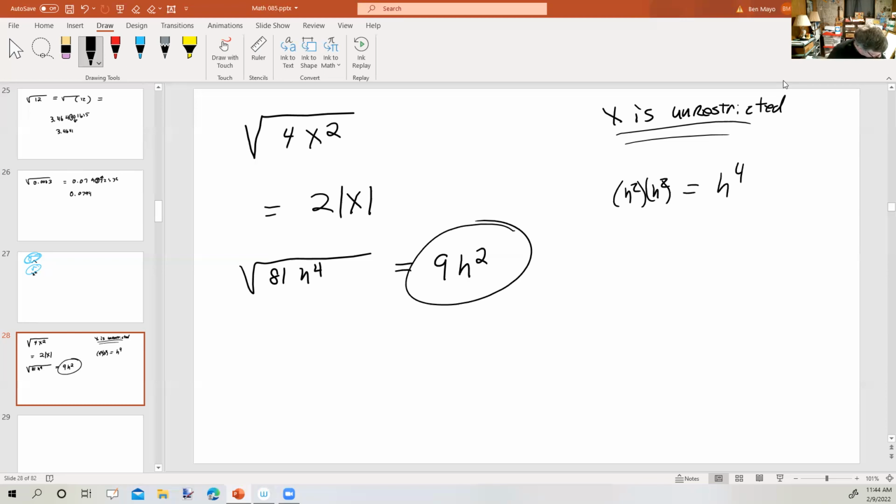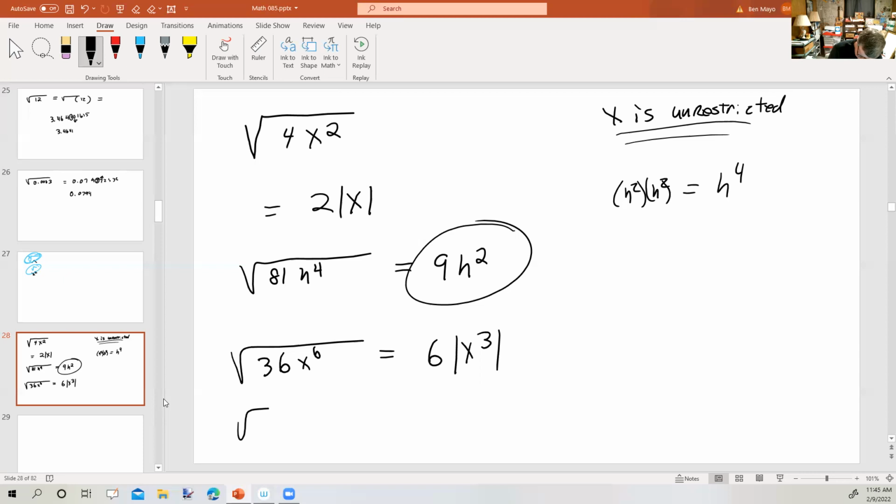Okay. What about this one? What about the square root of 36x to the 6th power? Well, the square root of 36 is 6. The square root of x to the 6th would be x cubed. Do I need absolute value bars here? Yes, I do, because if x is a negative number, cubed would still be negative. So I need absolute value bars to make sure I'm not taking an even root and getting a negative answer.